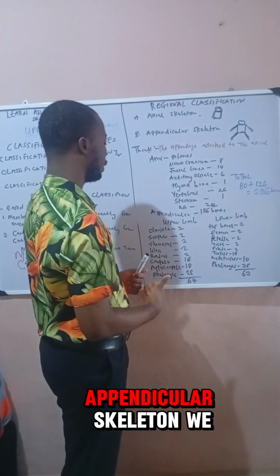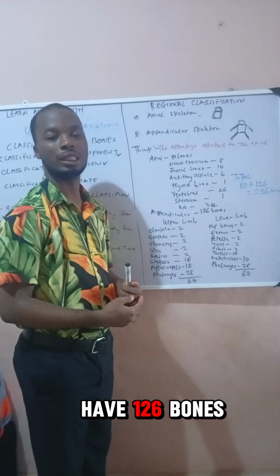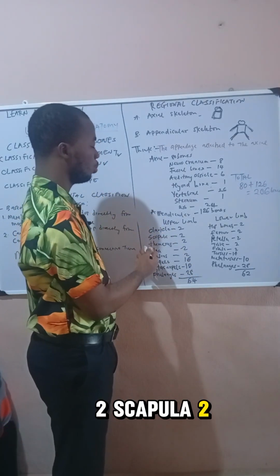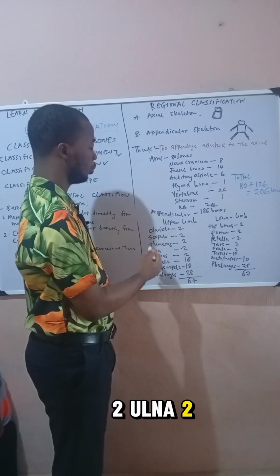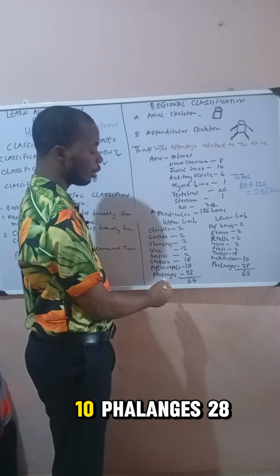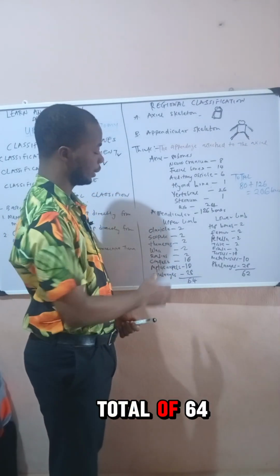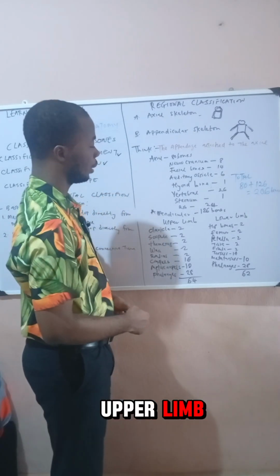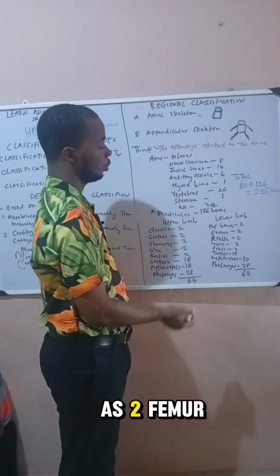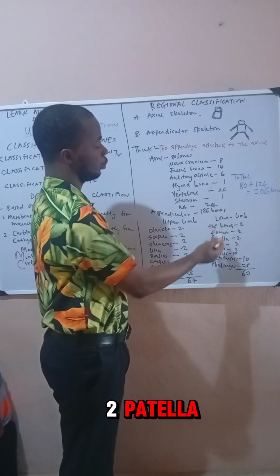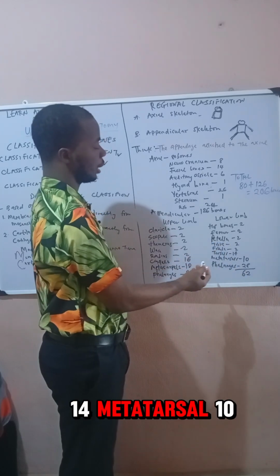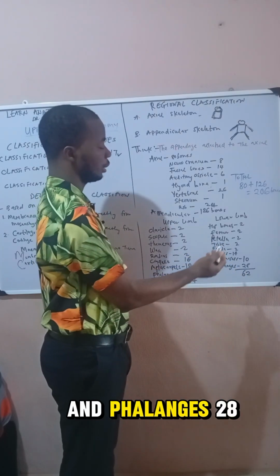Now, for the appendicular skeleton, we have 126 bones, and for the upper limb, we have clavicle 2, scapula 2, humerus 2, ulna 2, radius 2, carpals 16, metacarpals 10, phalanges 28, total of 64 bones of the upper limb. Now, for the lower limb, we have the hip bones 2, femur 2, patella 2, tibia 2, fibula 2, tarsal 14, metatarsal 10, and phalanges 28.